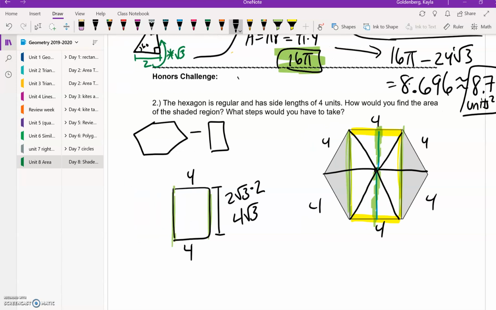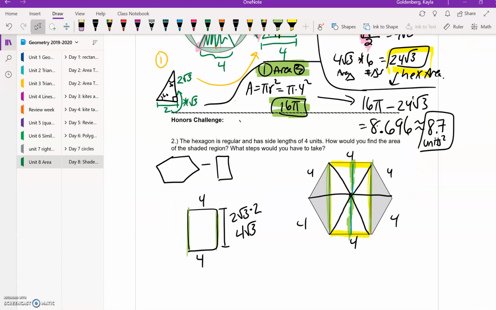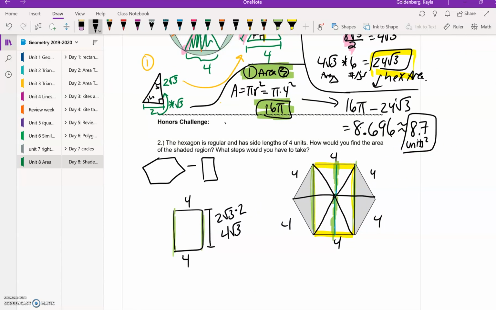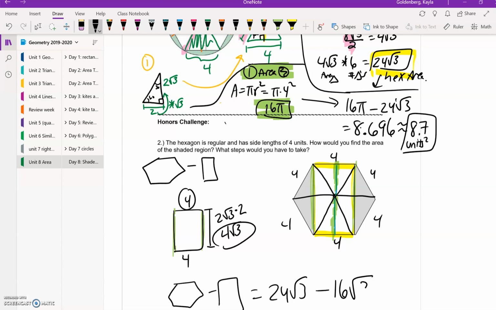Okay, so I already found my area of my hexagon up above. I know my area of my hexagon, so if I do hexagon minus rectangle, it's going to be 24 root 3. It's the hexagon. My rectangle is going to be 4 times 4 root 3, right? You can write that as 4 times 4 is 16 root 3s. Notice we're just multiplying the coefficients. This is really similar to if I did 4 times 4x. You'd write that as 16x, right? Same idea here, just a different variable attached to the coefficient, so to speak.